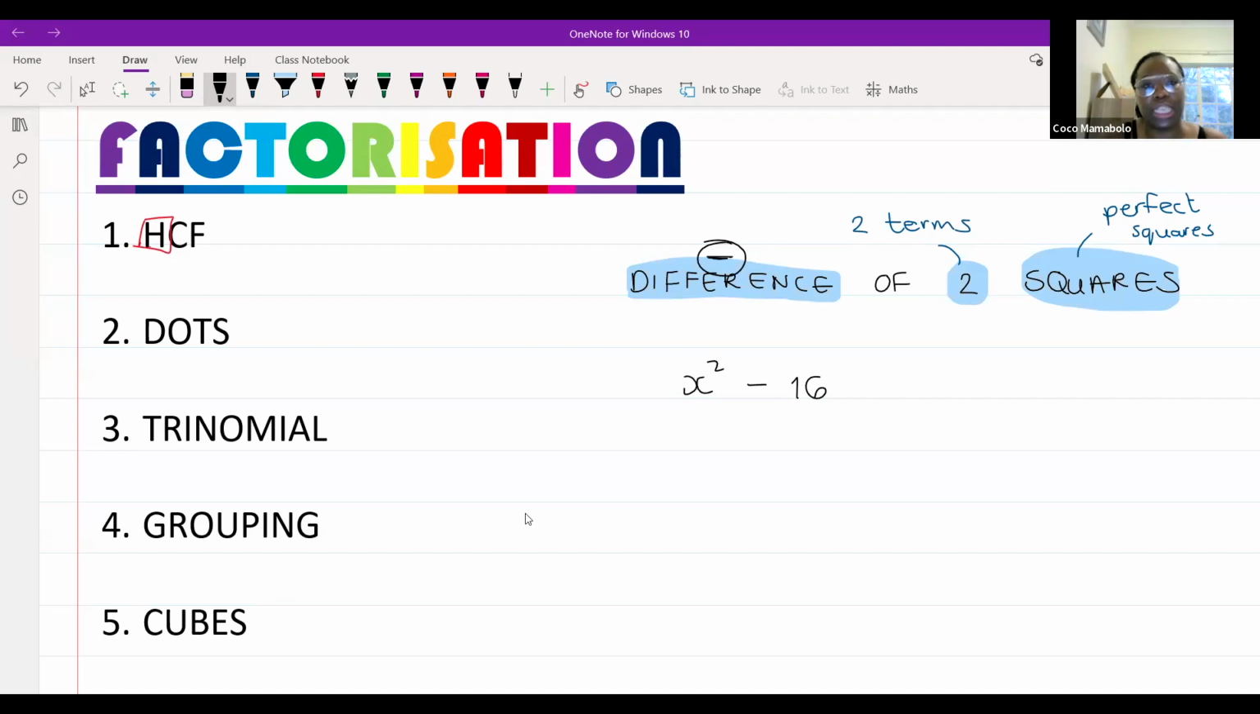Yes, absolutely. It meets all my criteria. There is a difference because there's a minus. There are 2 terms, and both of them are perfect squares. I know that 16 is the same as 4 squared, and I know that x squared is the same as x times x. That is a perfect square. It is x squared. Correct, Abu. Well done. So yes, in this case, we can factorize this using dots.